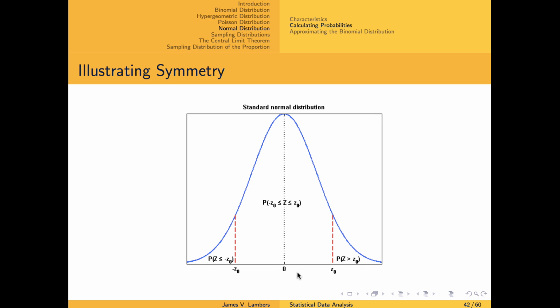Note that the area of this portion, which is the probability that capital Z is greater than z naught, is equal to the area of this portion, which is the probability that capital Z is less than or equal to minus z naught. Also, it's because of this picture that we refer to these probabilities as left tail and right tail probabilities. We will use these terms frequently.